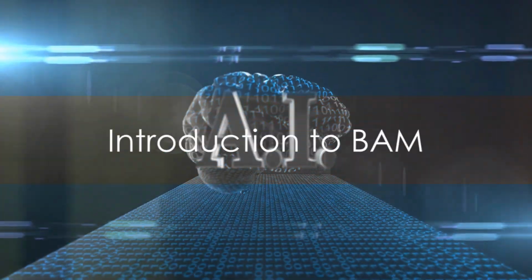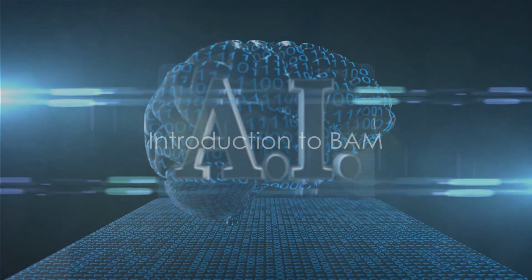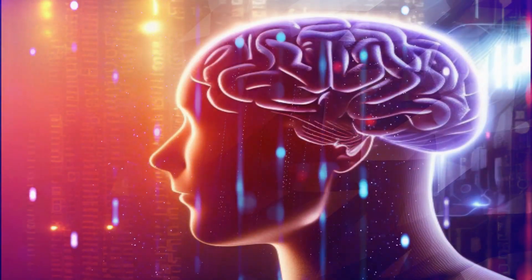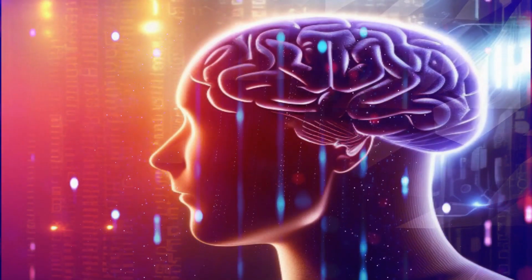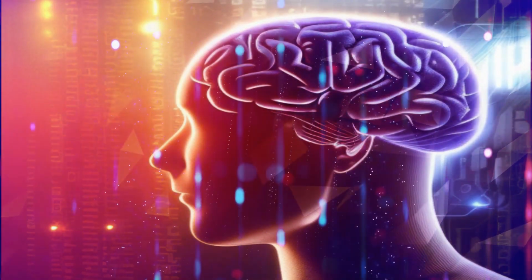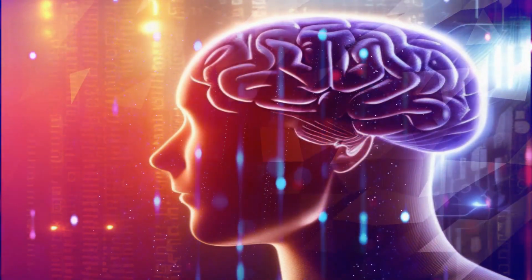Have you ever wondered how AI can recall information like a human brain? Well, the answer lies in a fascinating type of neural network known as bidirectional associative memory, or BAM for short.